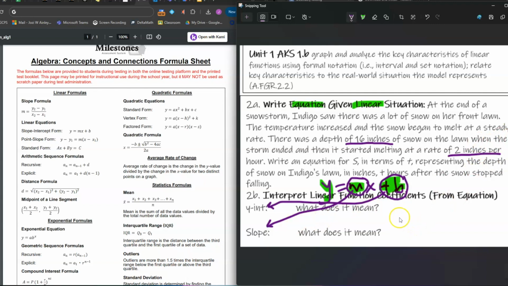All right, slope is the number that keeps happening. So your y-intercept, where you start, only happens one time. You can only start the race one time. But how you're running, that changes.